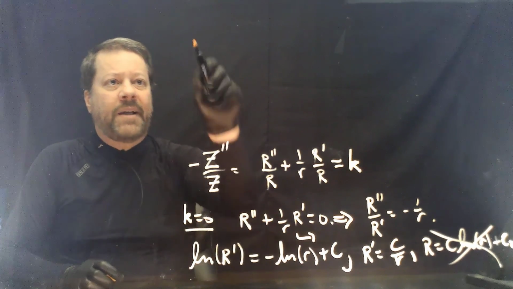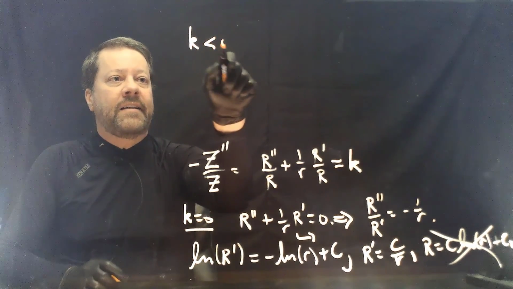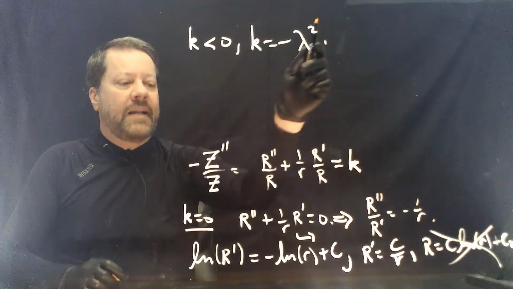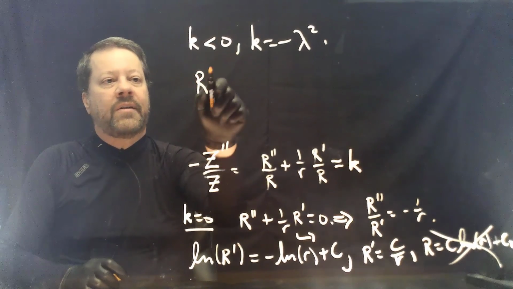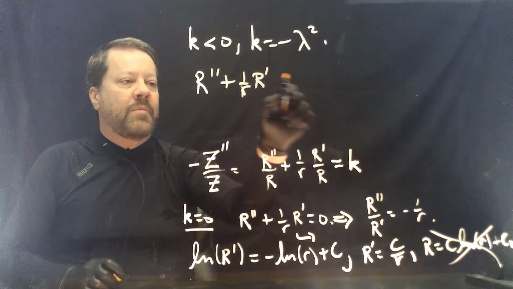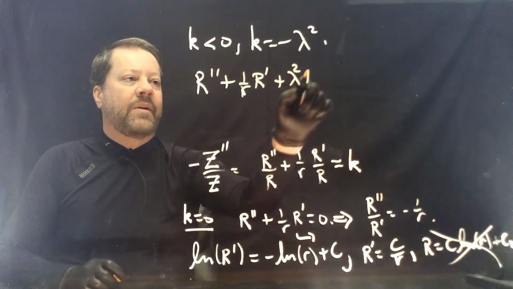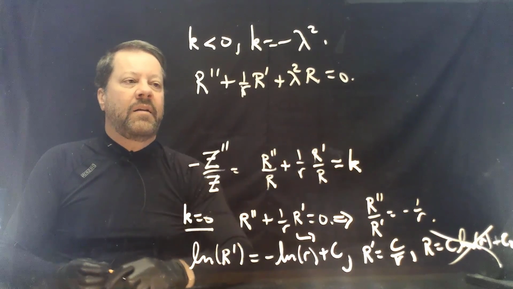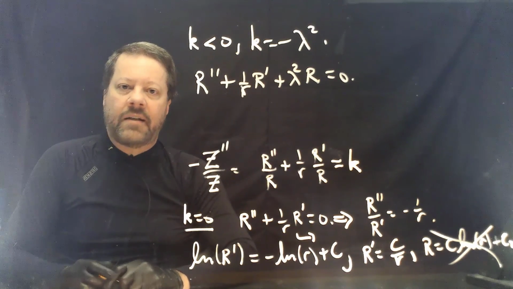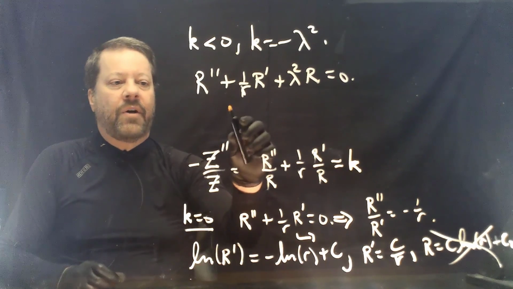So by trichotomy, we're left with k is less than 0. We'll set k equal to minus lambda squared, and that will give us R'' plus 1 over r R' plus lambda squared R equals 0. And we have here a parametric form of Bessel's equation of order 0.